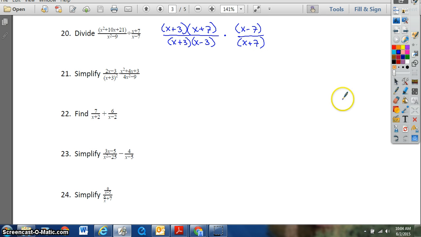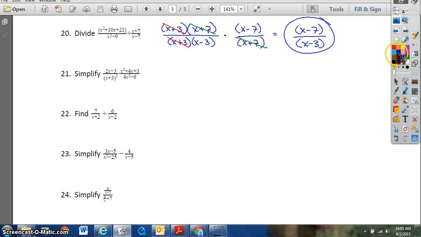So let's do some canceling, shall we? You know, I can color coordinate these. Those two go together. All right, looks like x plus 7's go together. And it looks like our final answer here is basically x minus 7 over x minus 3.